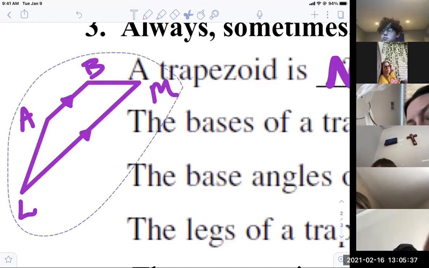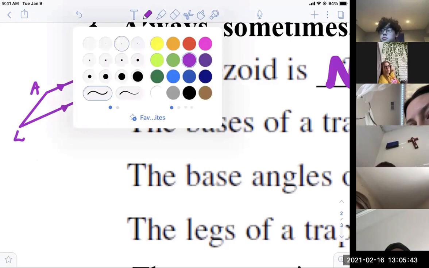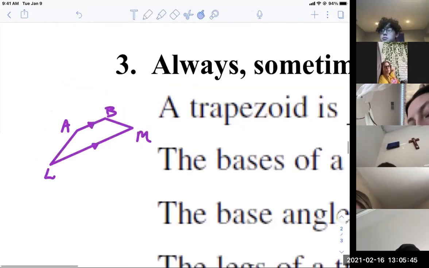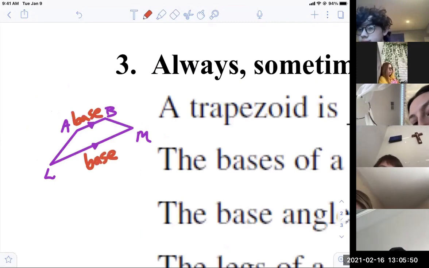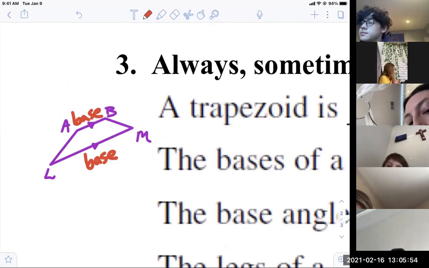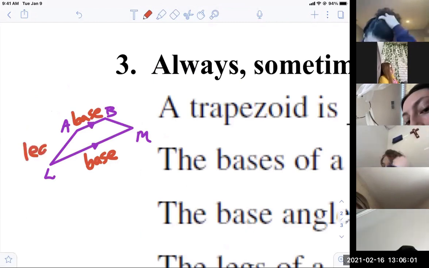Somebody help him out. This is a base. Is it called the legs? Those are legs. Yes. Who was that? Michael? Okay, so the bases will always be parallel.